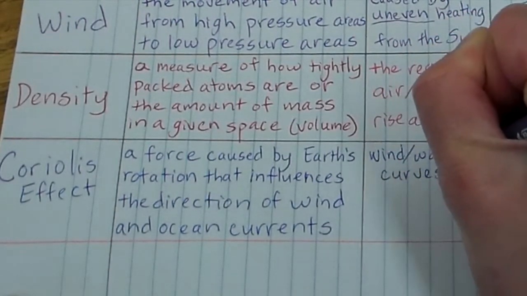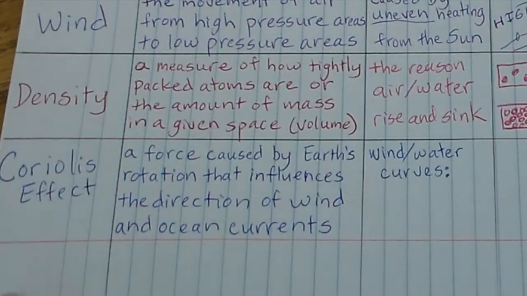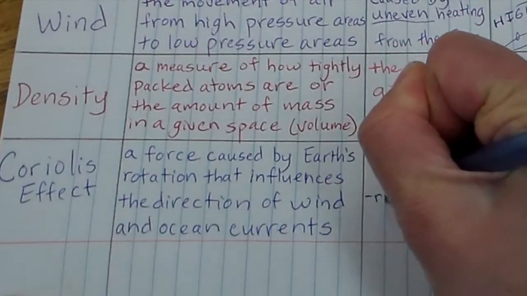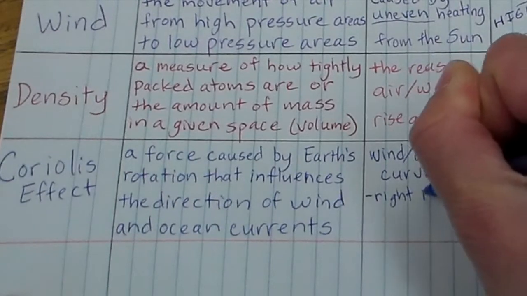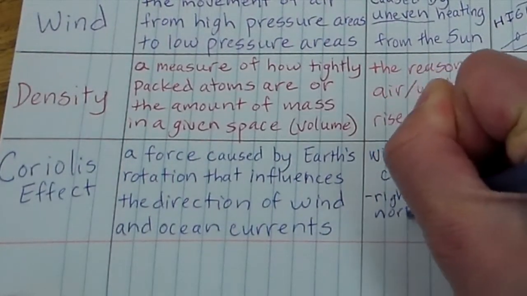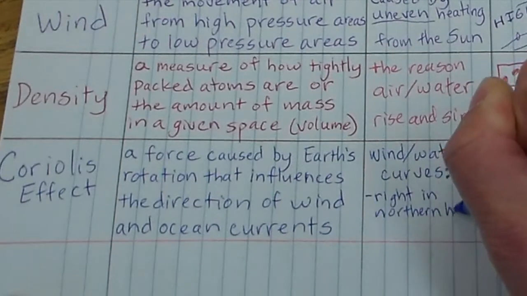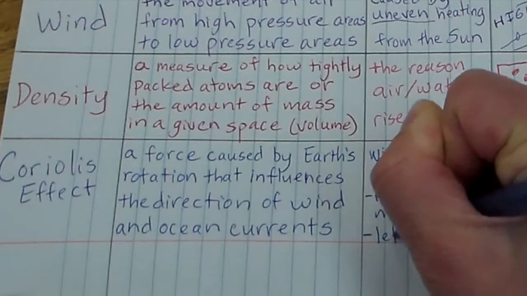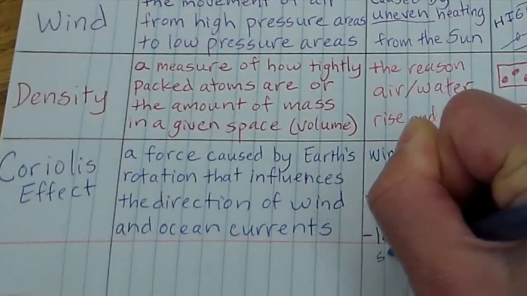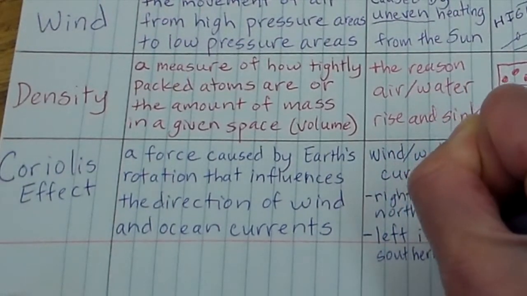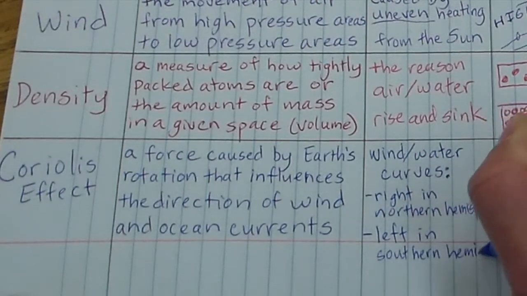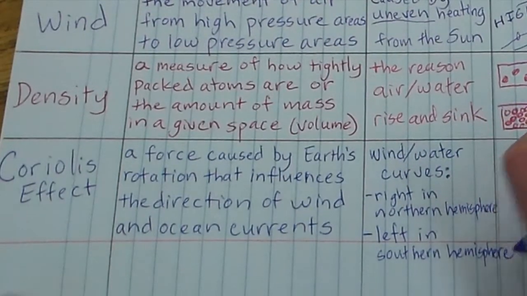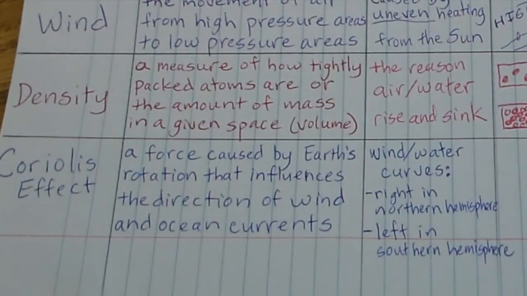curves, and then I'm going to put a little note here because it depends on where you are. It curves right in the northern hemisphere, and it curves left in the southern hemisphere. And hopefully you all know that hemisphere is just half the Earth. Hemi means half of a sphere.